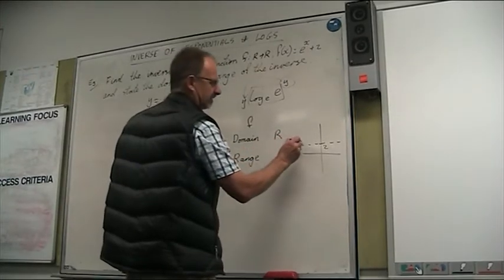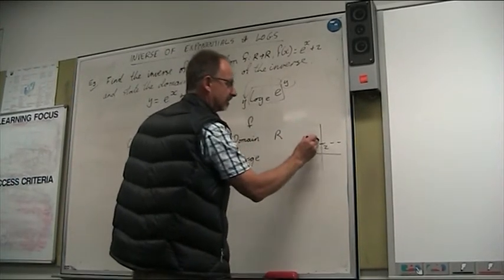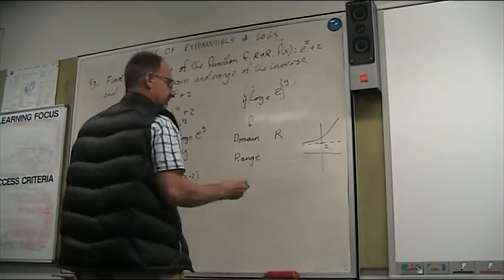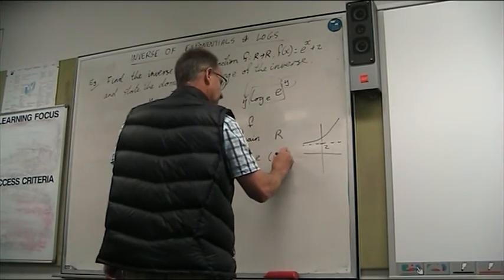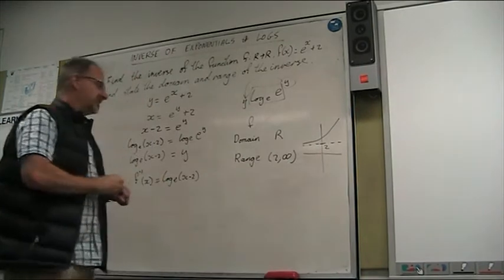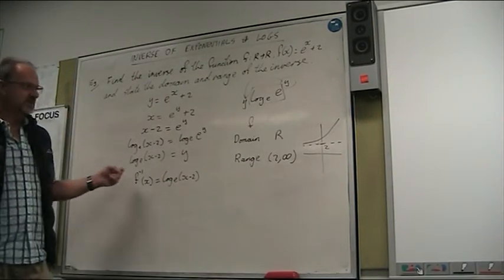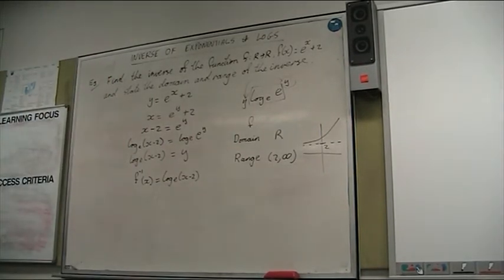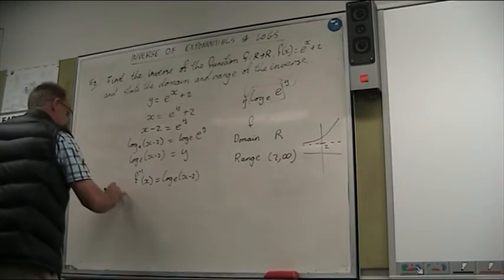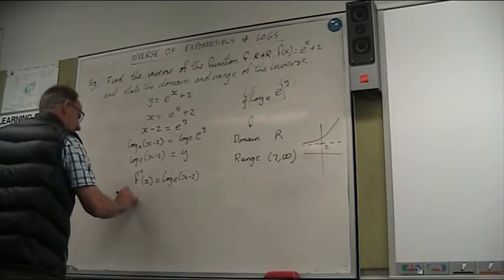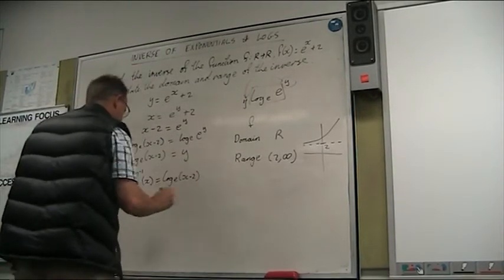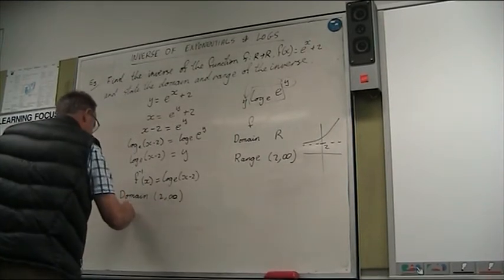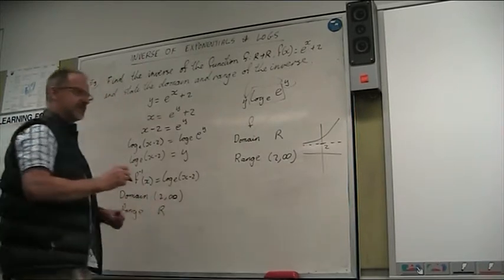And then where is it, above or below the line? It's above. So the range of that is what? 2 to infinity. Now, what's the relationship between the domain and range of our inverse and the domain and range of our original? They swap, exactly. So for f minus 1, our domain is 2 to infinity, and our range would be all the real numbers.